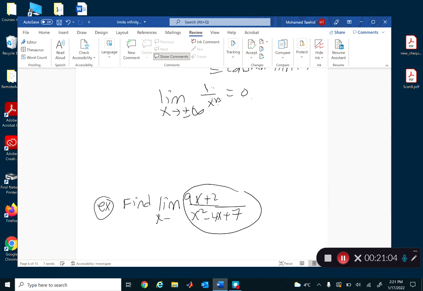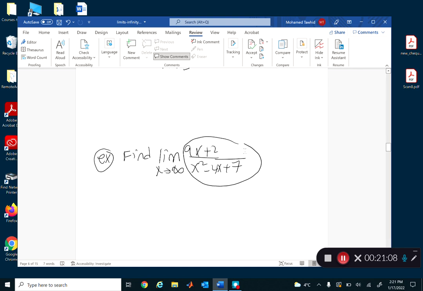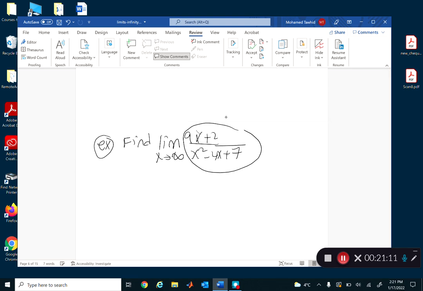What is your limit when x is close to plus infinity? What I'm going to do here is, that is a polynomial divided by another polynomial. So if I take the limit, x close to plus infinity, what is my leading term? What do you have up here? 9x plus 2. What is the highest power for x here? 1. So what is my leading term up?